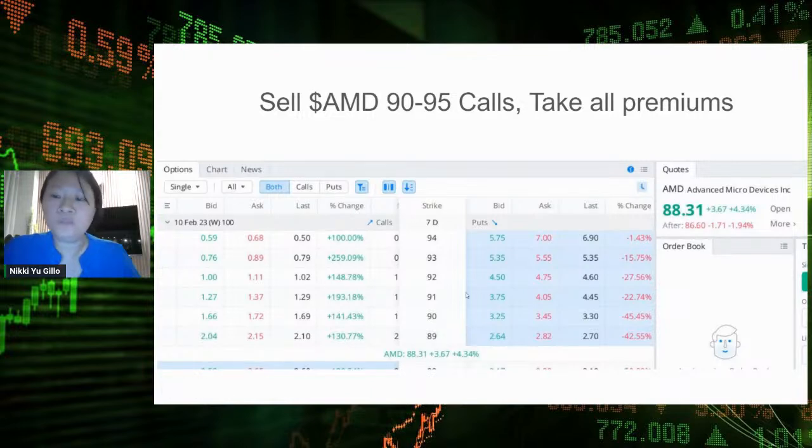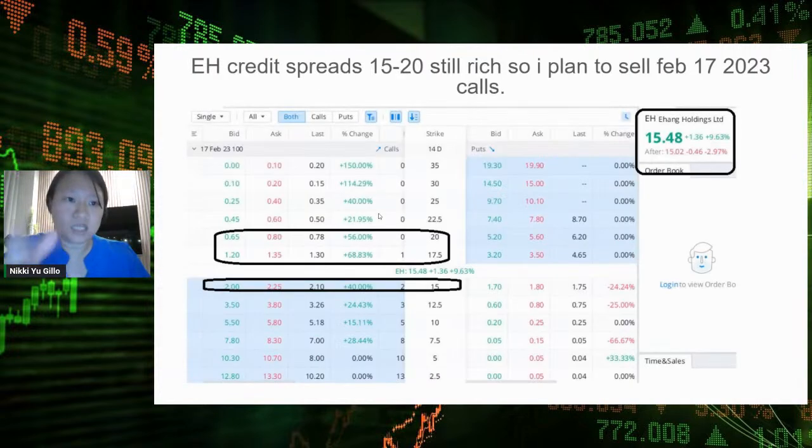So take note, for AMD, if you're going to sell the $90, you're receiving 166. And then if you will, let's say, buy up the 94, so you're still receiving $110 here. So quite a nice spread on the AMD 90/94 for February 10. So this is another excellent credit spread to make for AMD.